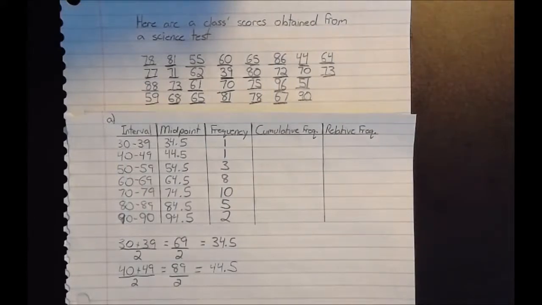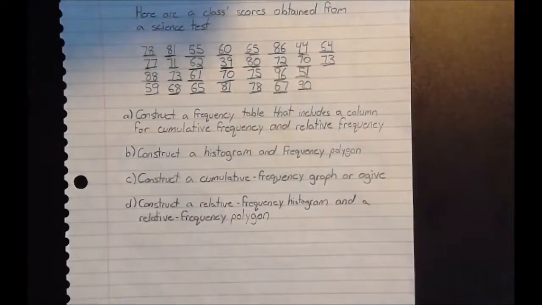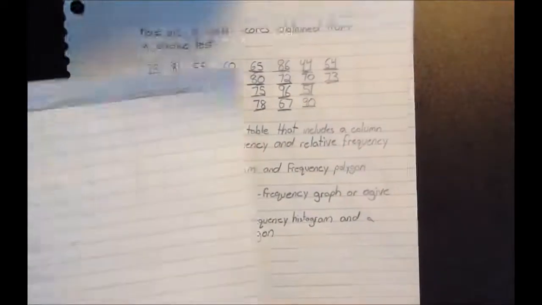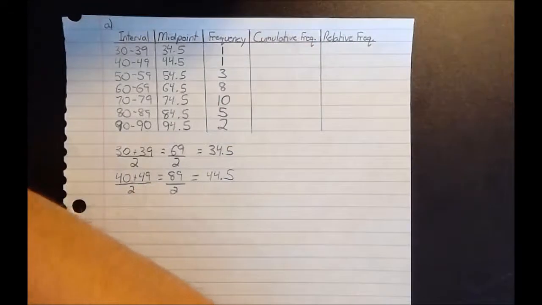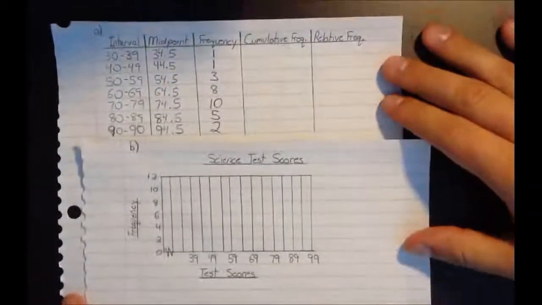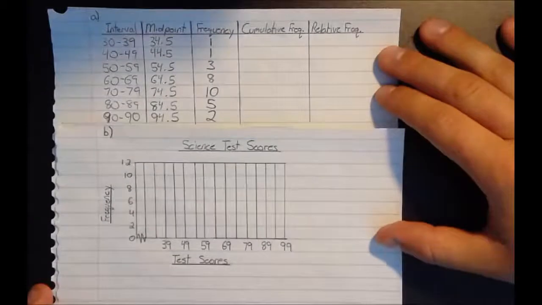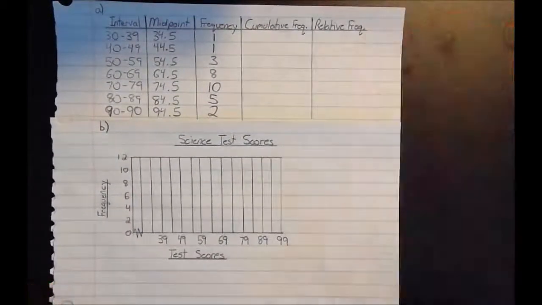So let's move on to part B. So what does that say? It's construct a histogram and frequency polygon. Okay, so we're going to use the table that we have here, and we are now going to create a histogram and frequency polygon. I have it kind of pre-made here already, essentially just the titles, my x and y axis, and I'm going to use the data from the table to help me graph this.